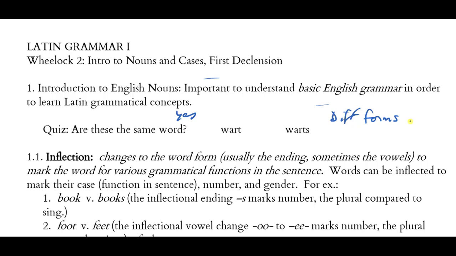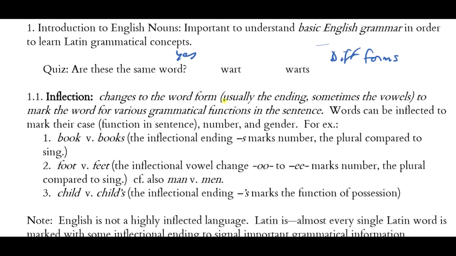How do we know that? If you were to look this word up in the dictionary, you wouldn't find two different dictionary entries, one for wart and one for warts. You would find one dictionary entry, the word wart, and then within that entry, you might have different forms of the same word, right? And I do that little pop quiz just to explain something, and that is that words can have various forms and still be the same word. And that's what's going on when we come to the inflections of a language.